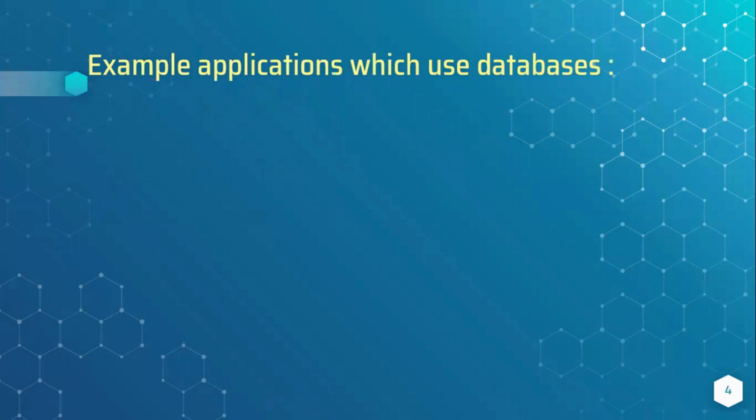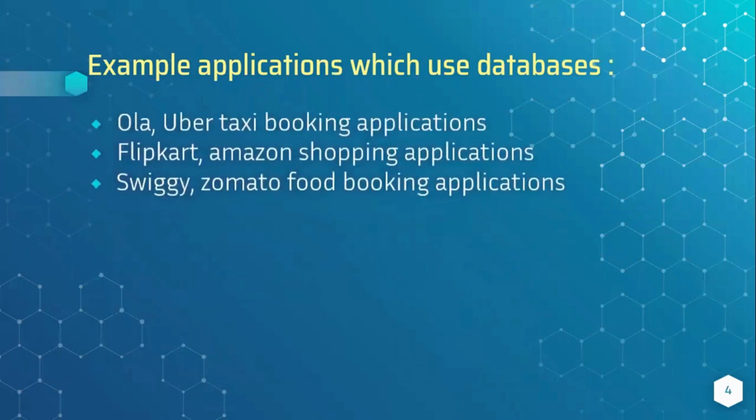So what are the example applications we are using in our daily life? Computer applications or mobile applications? Ola, Uber, taxi booking applications, Flipkart, Amazon shopping applications, Swiggy, Zomato food booking applications. Any computer application or any mobile application will be using database in the backend.